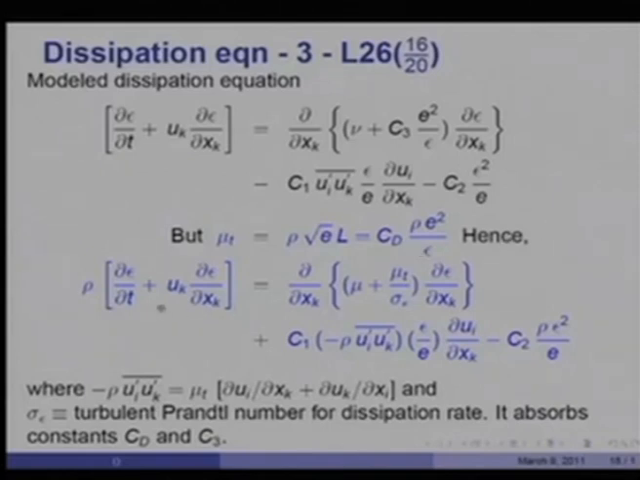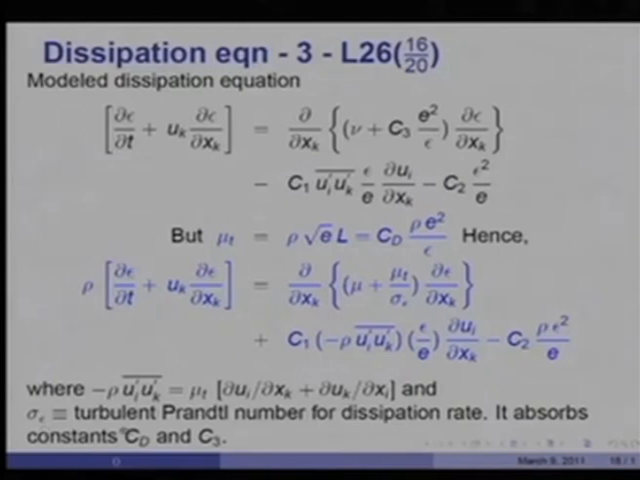And hence, the dissipation equation would be written as d by dxk of diffusion times gradient of epsilon, plus C1 times production minus C2 times rho epsilon square by E, where ui dash uk dash is the strain rate multiplied by the viscosity. This is the model that we choose to model the stress which appears here.